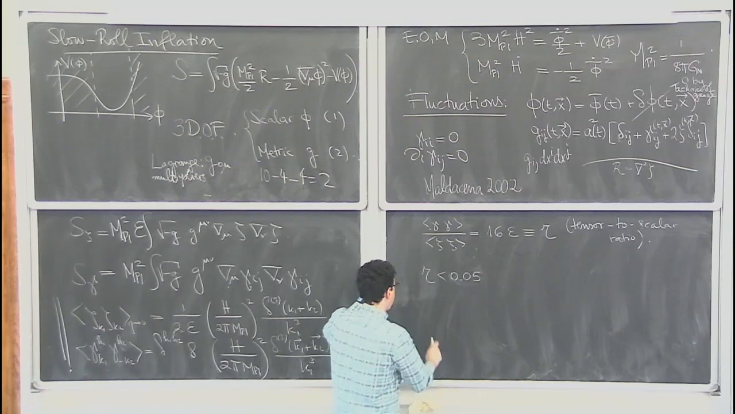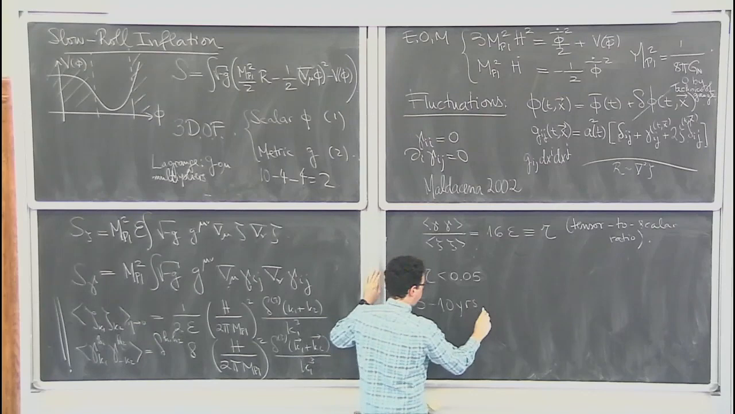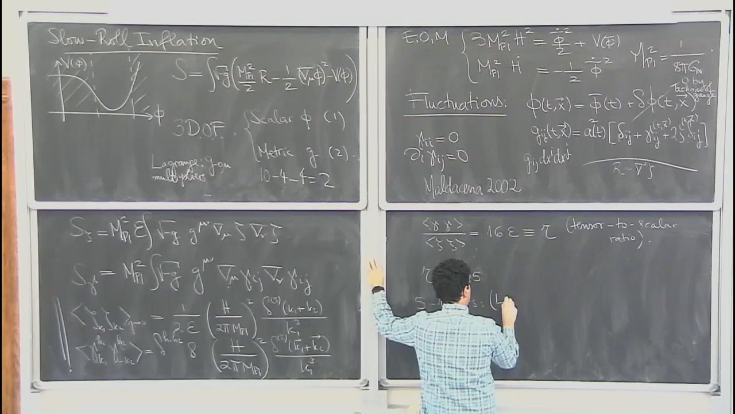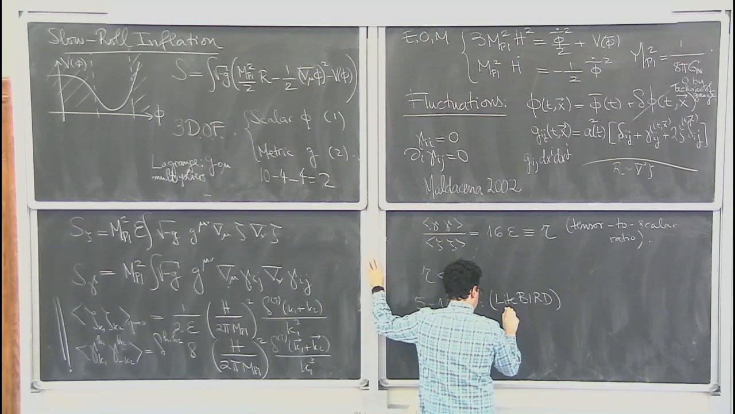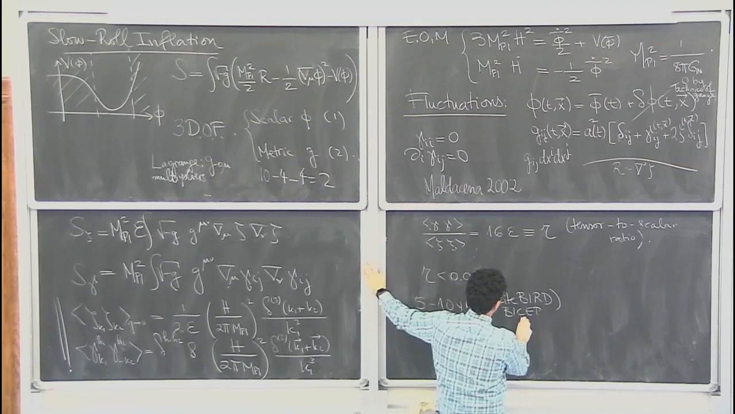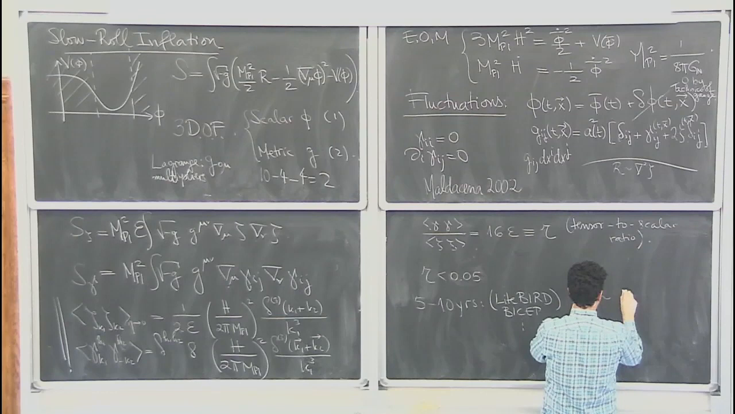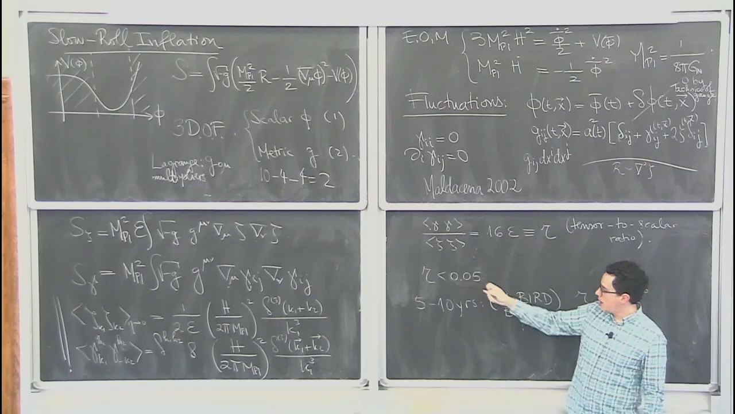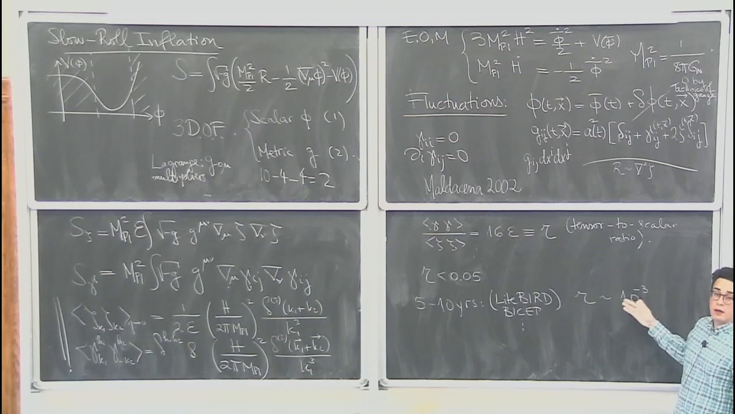And over the next 5 to 10 years, there are experiments like, one example is an experiment from Japan called LiteBIRD, and I'm sure there's BICEP and other stuff, maybe CMB experiments, anyway. So we expect to either measure something or get to r of order 10 to the minus 3. Okay, so we're going to get more than an order of magnitude better. So if they are around the corner, we'll see them. If they're not, it's sad, but okay.